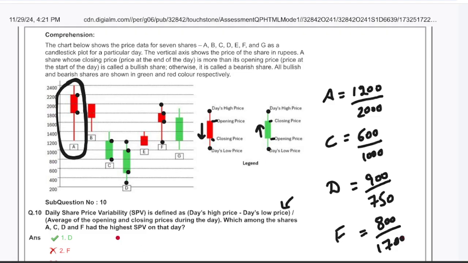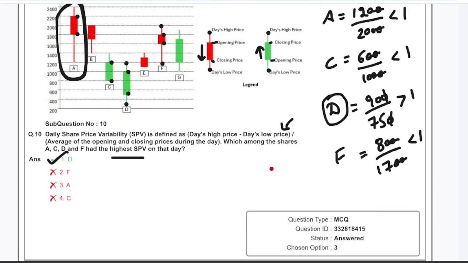Now they say highest SPV. Clearly I can see this is less than 1. This is also less than 1. This is more than 1. This is also less than 1. Here the numerator is greater, so this value is greater than 1. The rest all the values are less than 1. That means clearly the answer is going to be option D. That was the answer. Very easy, doable puzzle. Nothing difficult. You just have to read it and understand it.